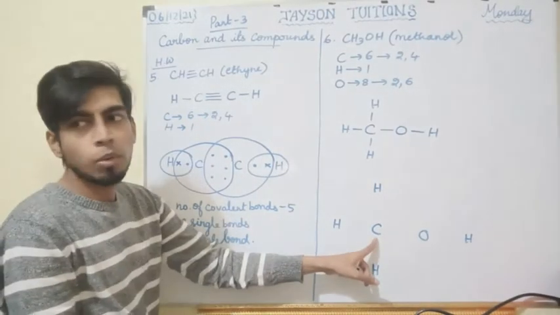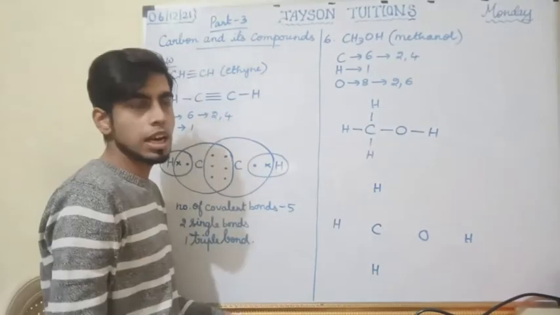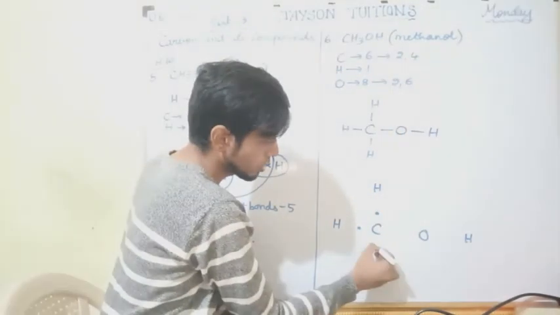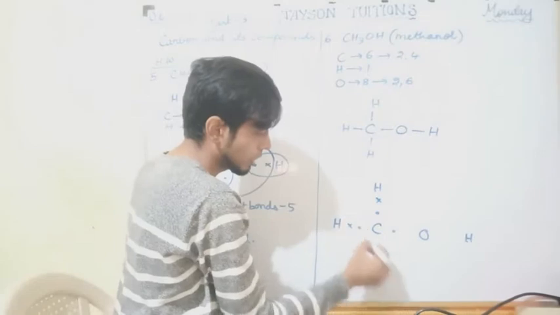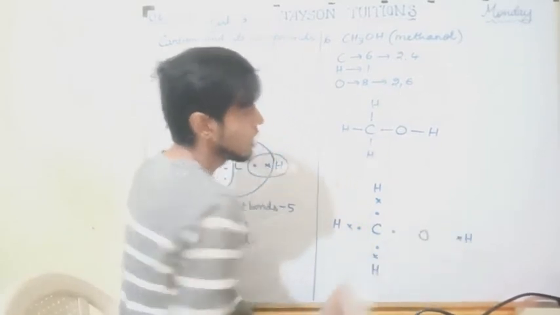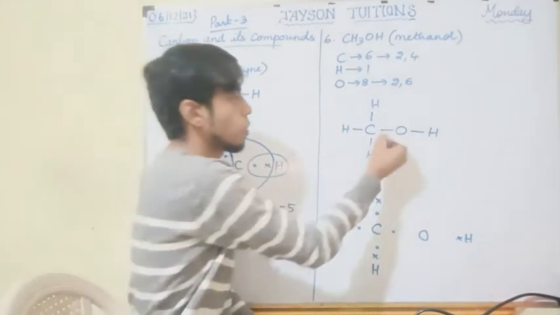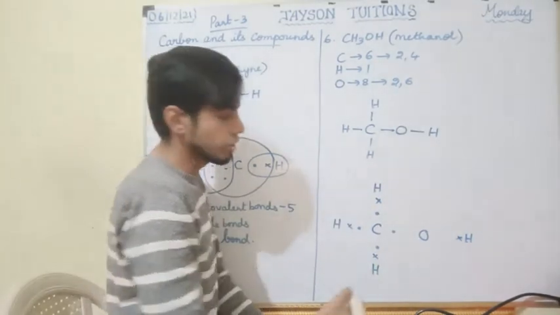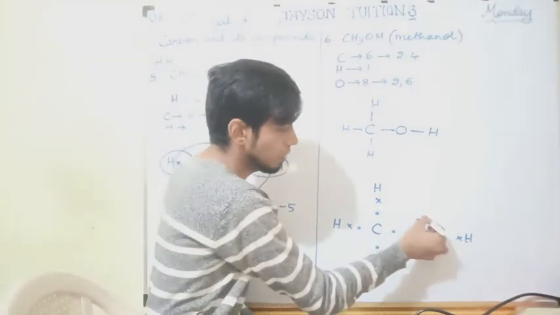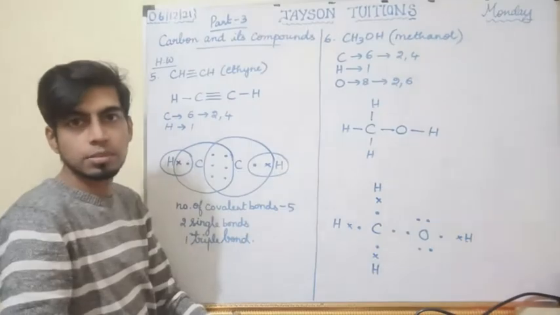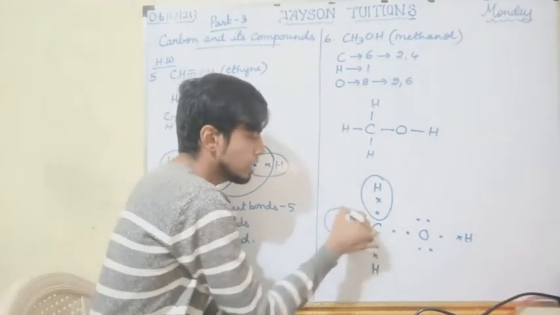So for carbon, how many dots we should keep? 4 dots. So all the 4 dots around carbon we should keep. So 1, 2, 3, 4. Hydrogen, for each hydrogen, 1 dot. Okay, for this hydrogen also. For oxygen, I should keep 6 dots, and out of these 6 dots, 1 dot this side, 1 dot this side I should keep. So 1, 2. So remaining 4 dots, 2 above and 2 below. I'm keeping like this. Okay, so it is easy to circle for hydrogen first. So finish circling that.